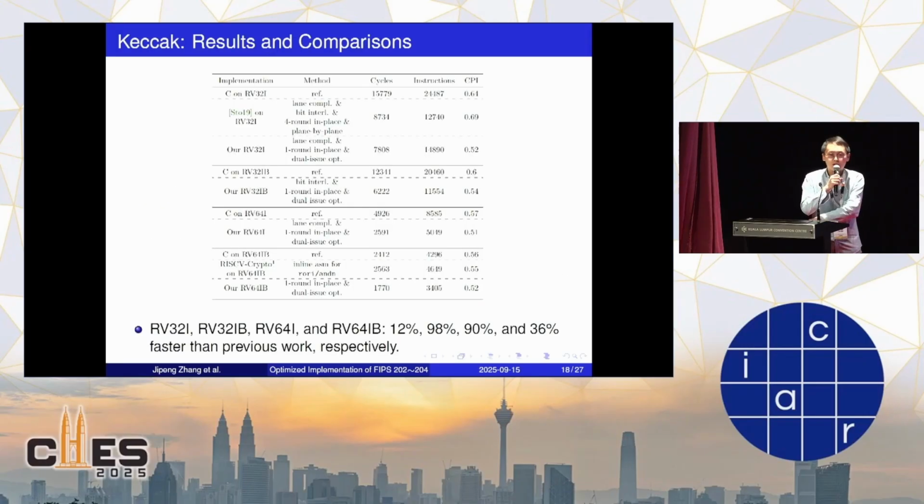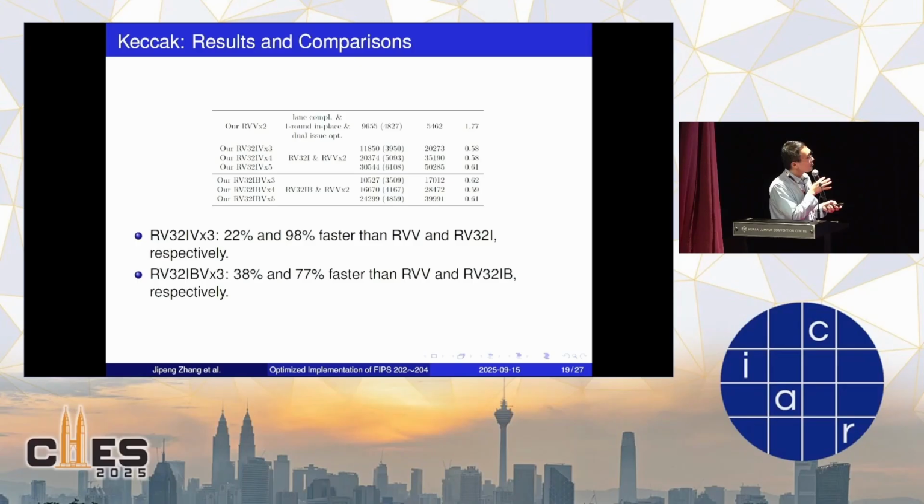This is the Keccak result of 4 scalar implementations. In short, our implementations are faster than the previous works, than the reference works. The hybrid implementation is also faster than the vector version and the scalar version.